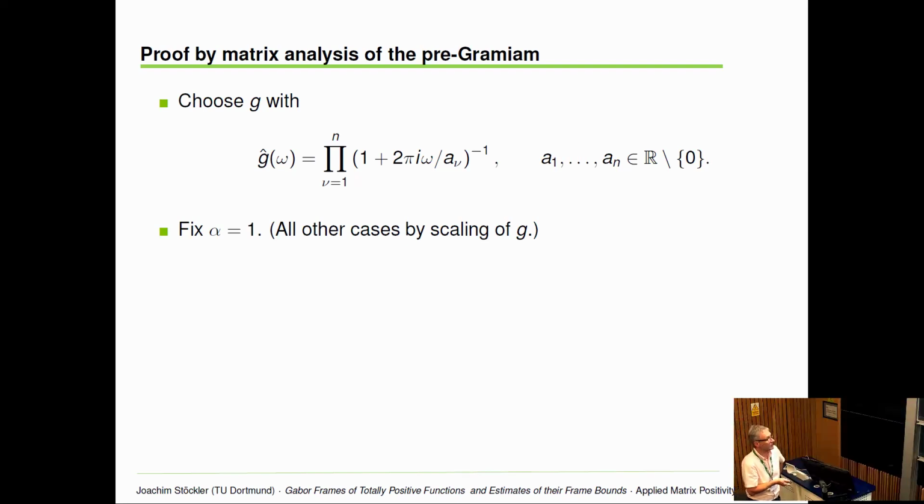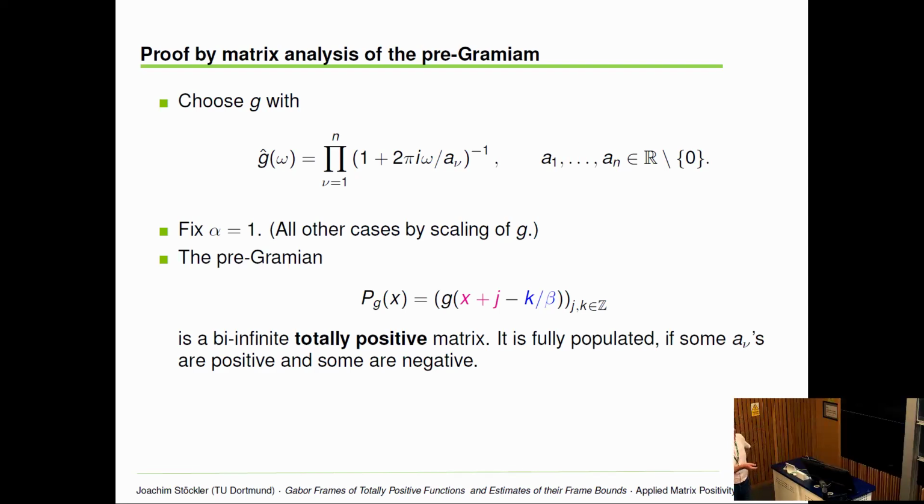All other cases can be done by scaling because the set of totally positive functions is scaling invariant. Once you know the result, that the frame set is full for one function, you know it for all its scaled versions. Because this is a kind of scaling invariant set. So the frame set is scaling invariant as well.